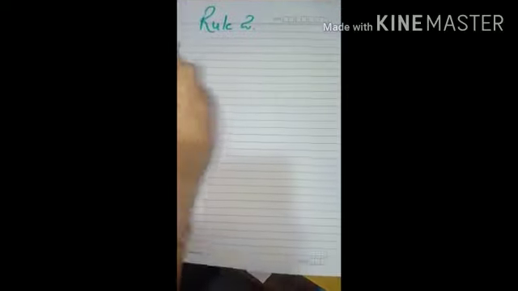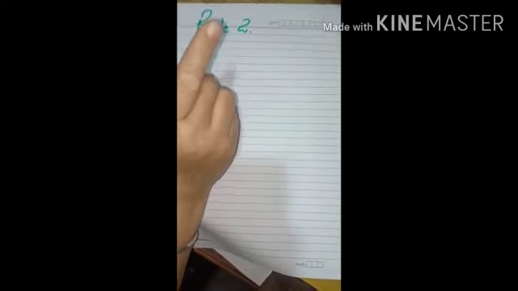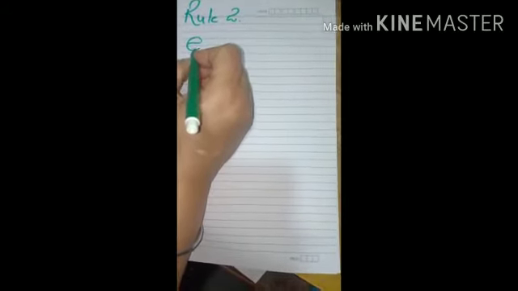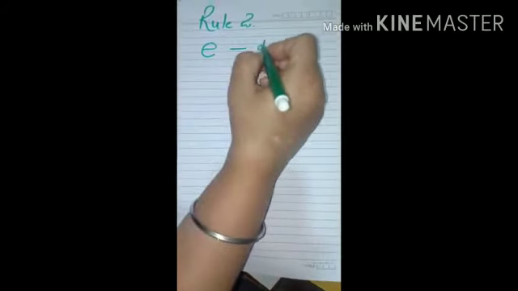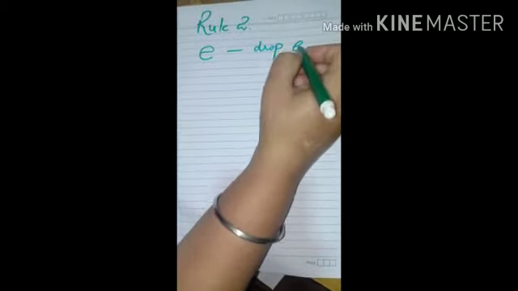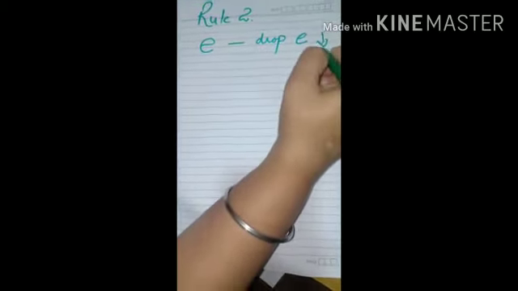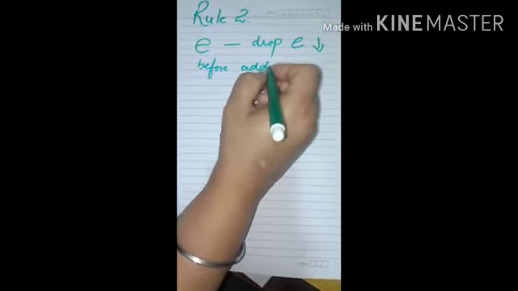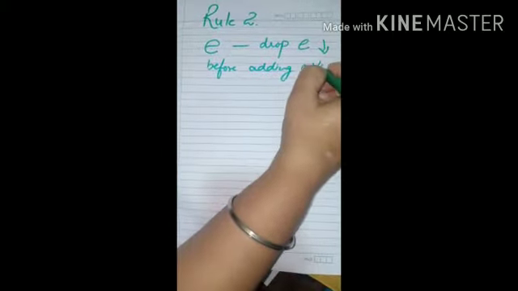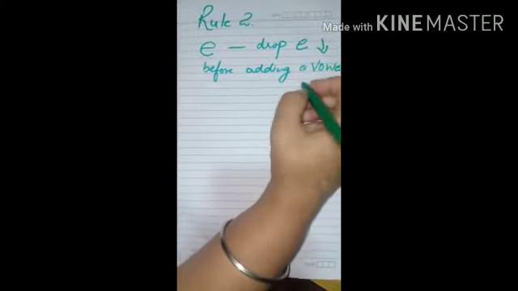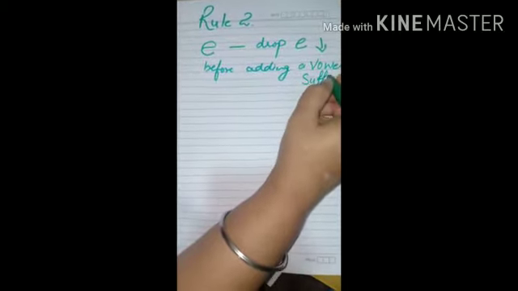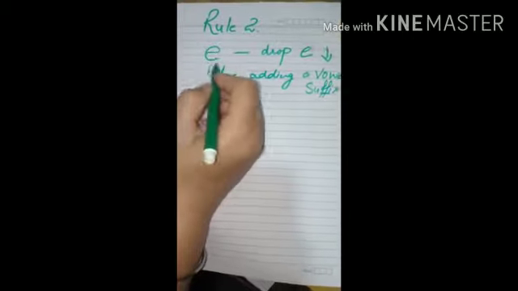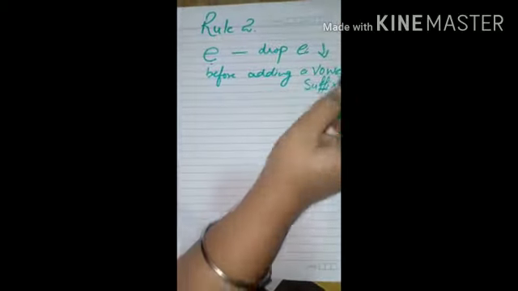Rule 2. When the base word ends in a silent E, we have to drop that E before adding a vowel suffix. And we all know what vowels are, right? When a word ends in a silent E, drop that E before adding a vowel.